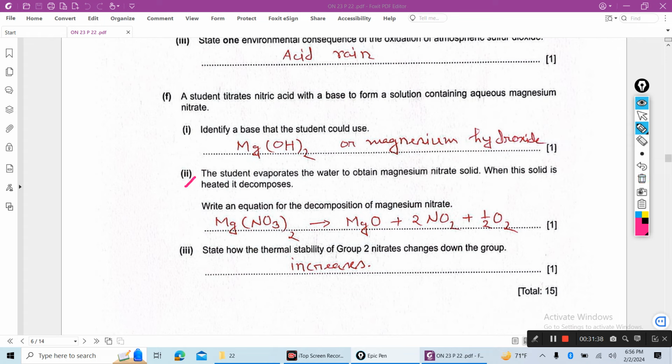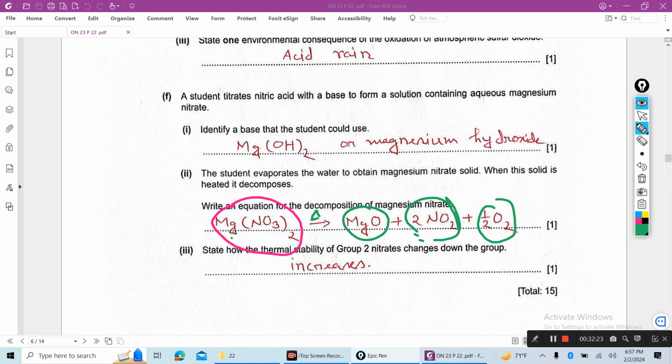Number two, the student evaporates the water to obtain magnesium nitrate solid. When the solid is heated, it decomposes. Write an equation for the decomposition of magnesium nitrate. Magnesium nitrate is a group 2 nitrate. If any group 2 nitrate is heated, it decomposes to produce group 2 oxide, so this will be magnesium oxide, and brown fumes of nitrogen dioxide and oxygen are produced.